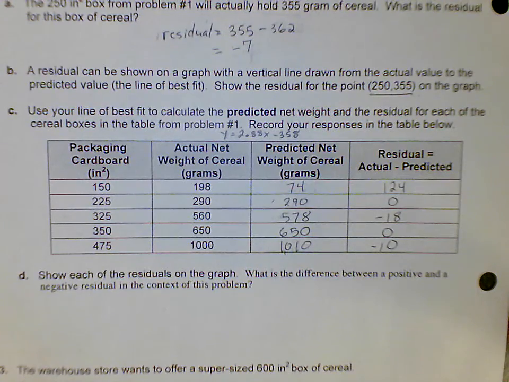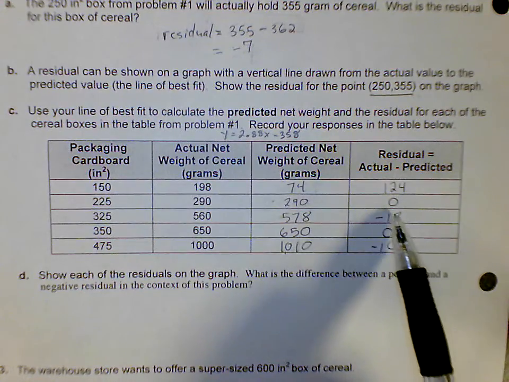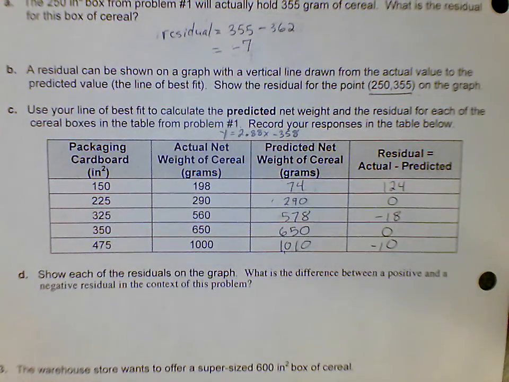All right, and you should get the following: 124, 0, negative 18, 0, and negative 10. So you can see that we were way off on our first one. We had a residual of 124, but our other ones are all either on the line or very, very close to the line. Question D: show each of the residuals on the graph.